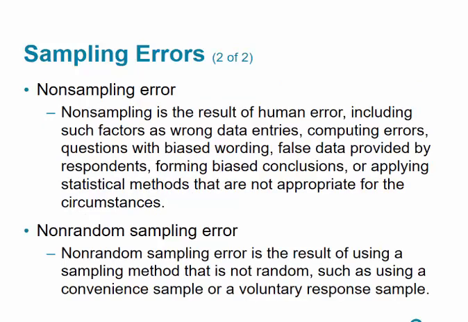Non-sampling error. Non-sampling error is the result of human error, including such factors as wrong data entry, computing errors, questions with biased wording, false data provided by respondents, forming biased conclusions, or applying statistical methods that are not appropriate for the circumstances. The next one is non-random sampling error, and this is simply the result of using a sampling method that is not random, such as a convenience sample or voluntary response sample.